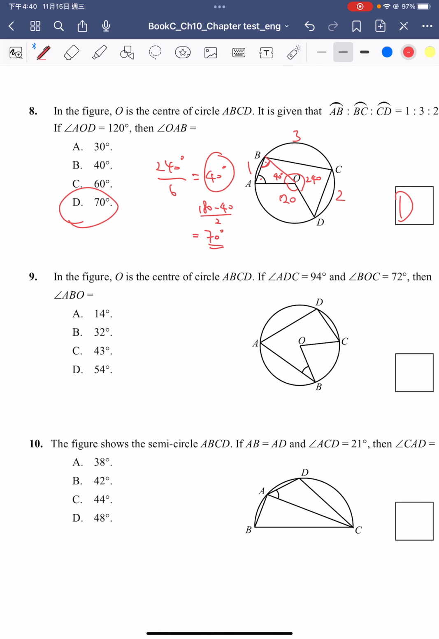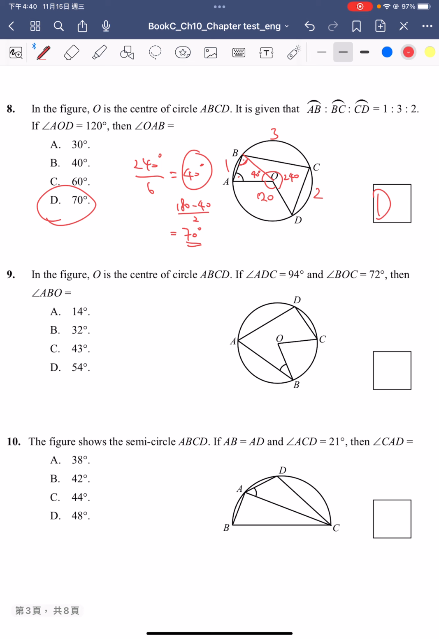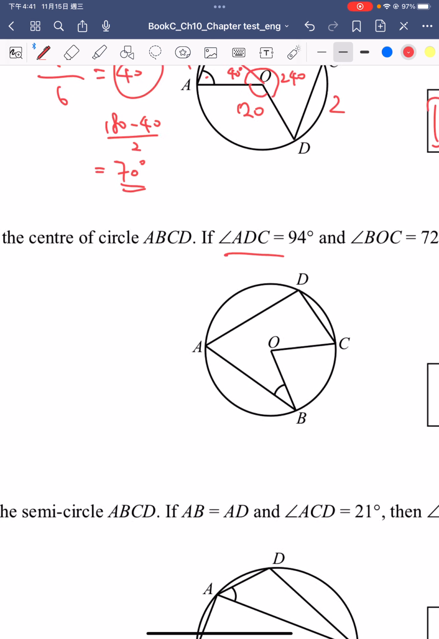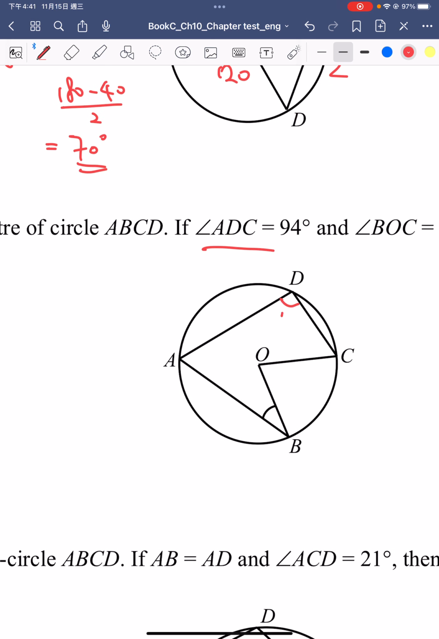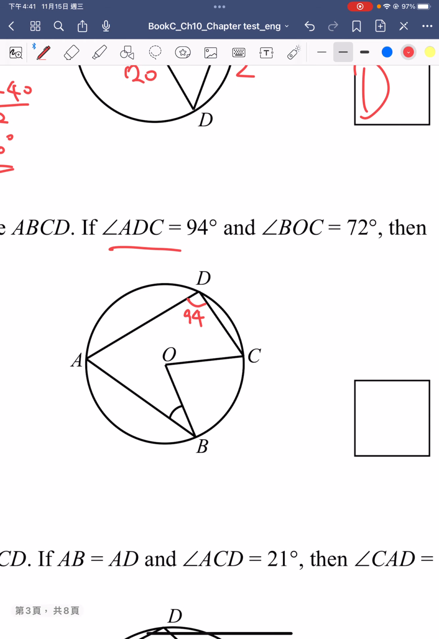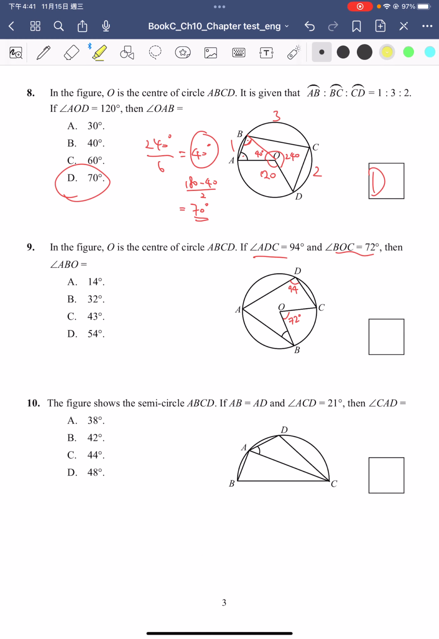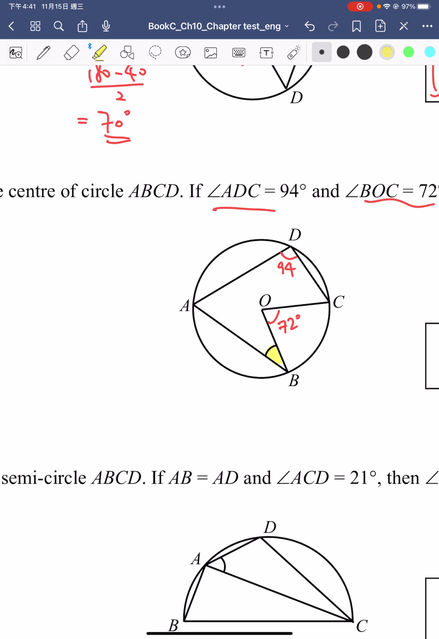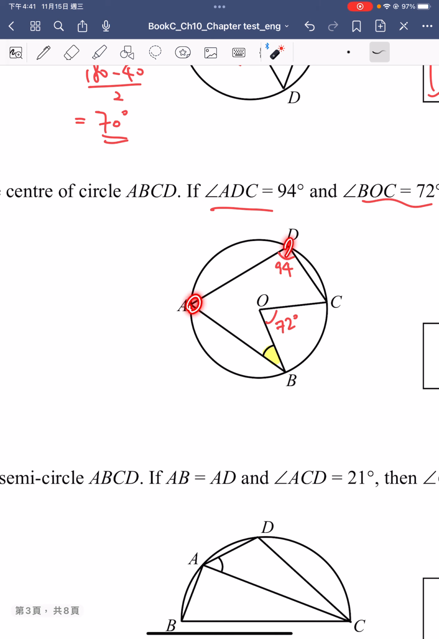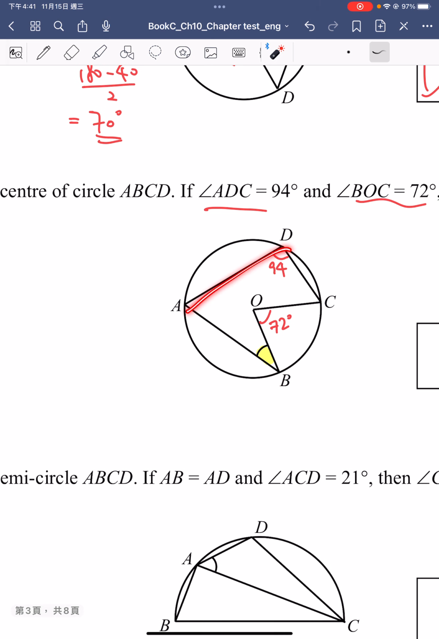All right, so for question 9, we have in the figure O is the center. If we have ADC is equal to 94 degrees, ADC is here. This is 94. And then we have BOC is equal to 72. BOC, where is it? BOC is here, 72 degrees. Then how can we find out the angle of ABO? So this is ABO. How can we find it out? So if you want to think in this way, there are 4 points on the circle, aren't there? If these 4 points are linked together, it's called a cyclic quadrilateral. So why don't we just try to join this B and C?